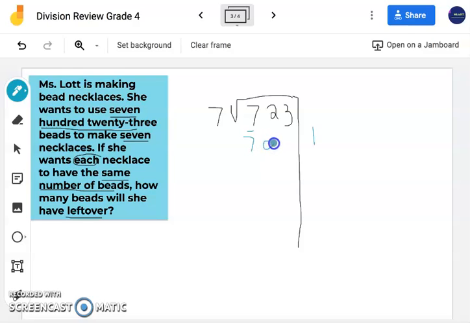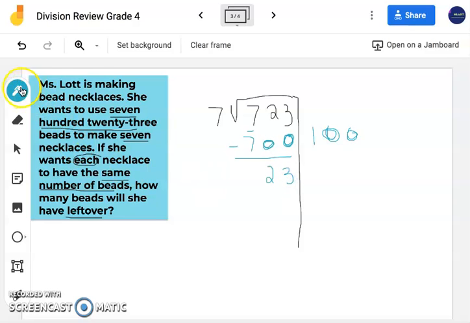It's exactly 7. Now I'm going to include my 2 zeros for that to fill in because we're in my hundreds place. Now that's telling me 7 times 100 is 700, which we know is correct. So now let's subtract, and I'm left with 23.